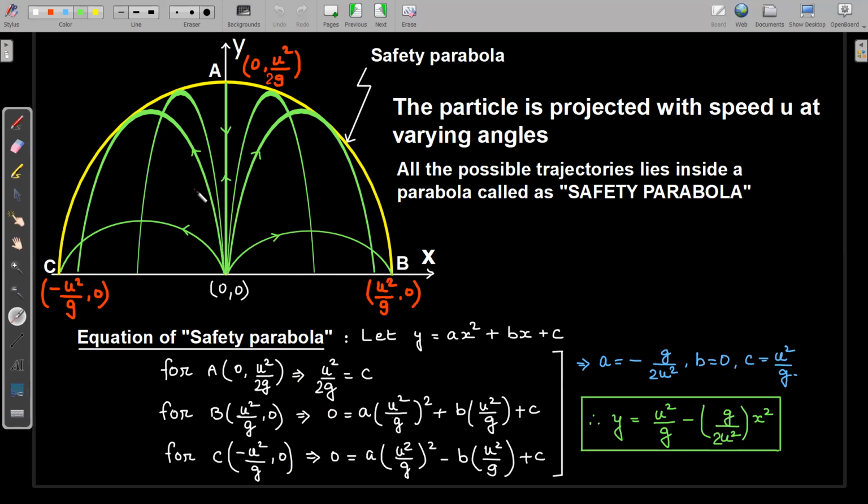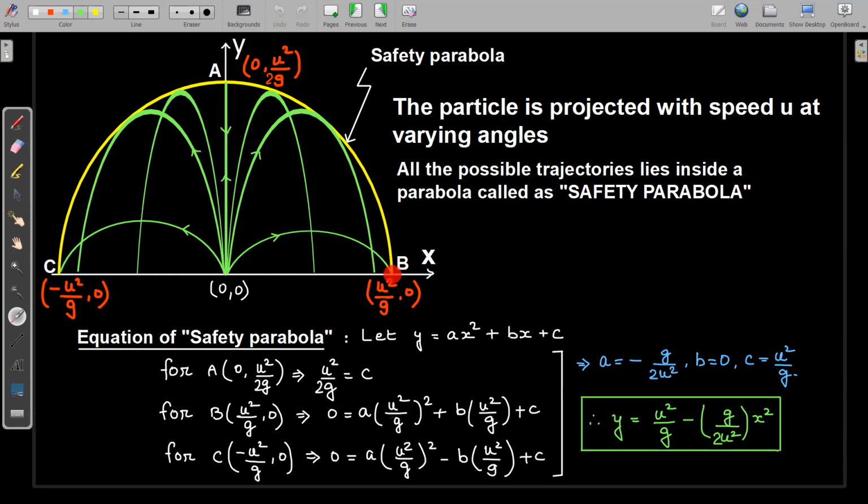Now, how do we find the equation for this safety parabola? Suppose you project the particle vertically upward with a speed u. Gravity is acting downward. So if you project it vertically upward with a speed u, the particle will reach a maximum height of u square by 2g. So this point A is lying on this safety parabola, and we can write the coordinates of point A as x coordinate 0 and y coordinate is the maximum height reached by this particle, which is u square by 2g.